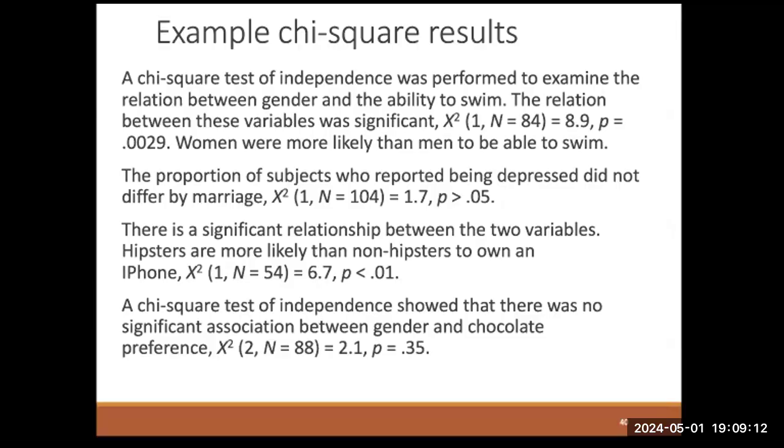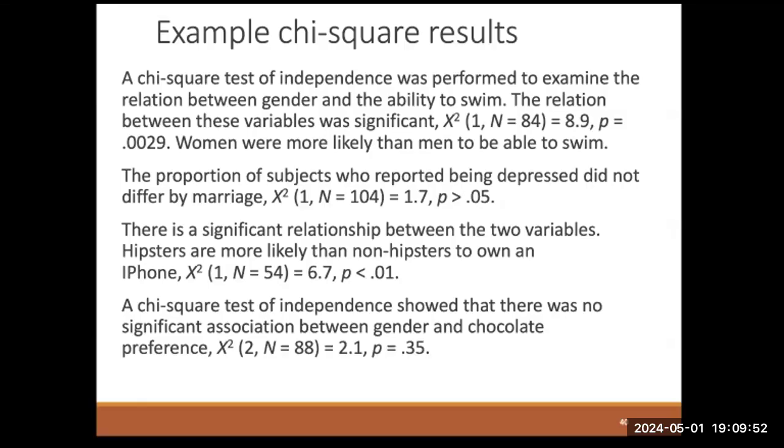Third one, there is a significant relationship between 2 variables. Hipsters are more likely than non-hipsters to own an iPhone. Chi-squared 1, N equals 54, equals 6.7, p is less than 0.01. So here we did find a significant difference. We're saying that being a hipster did make a difference. It was not by accident. There was an association between the status of hipster or non-hipster and likelihood of owning an iPhone. And it says we had 54 people included. Chi-square test of independence showed there was no significant association between gender and chocolate.